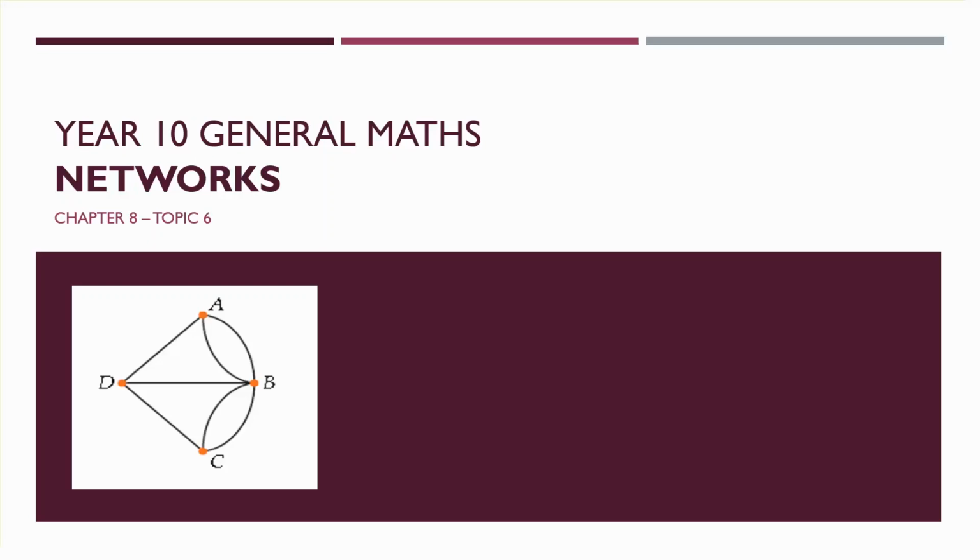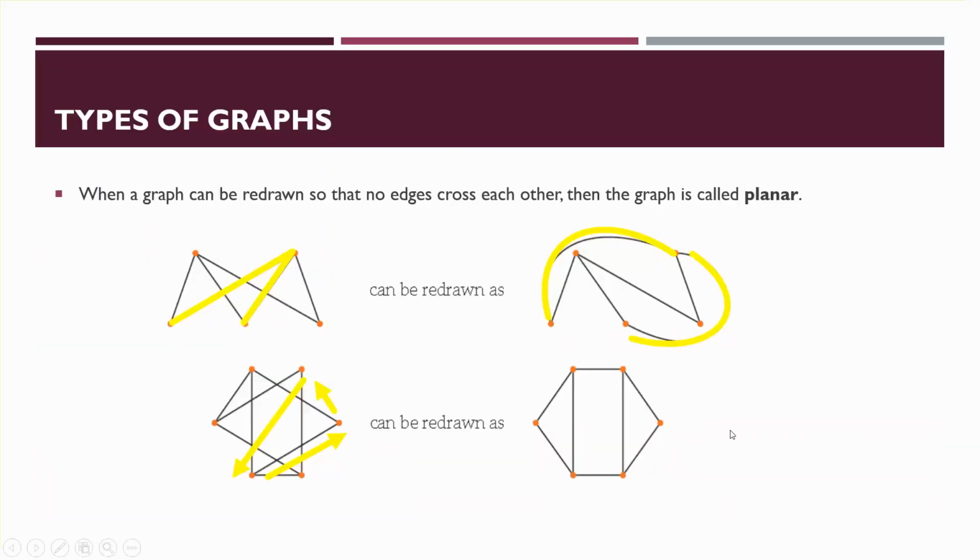We're now up to part 2 of this networks unit, and today we're going to talk about planar graphs and Euler's formula. So, a couple of different types of graphs. When a graph can be redrawn so that no edges cross each other, then the graph is called planar.